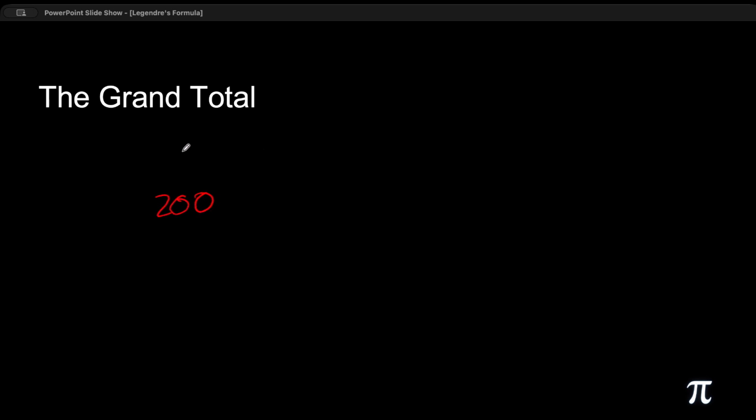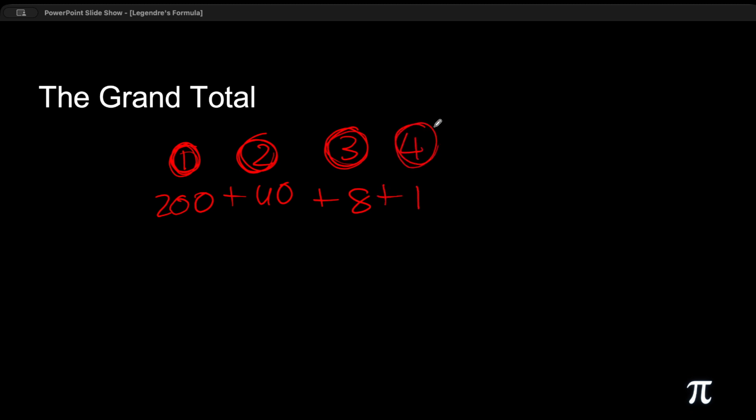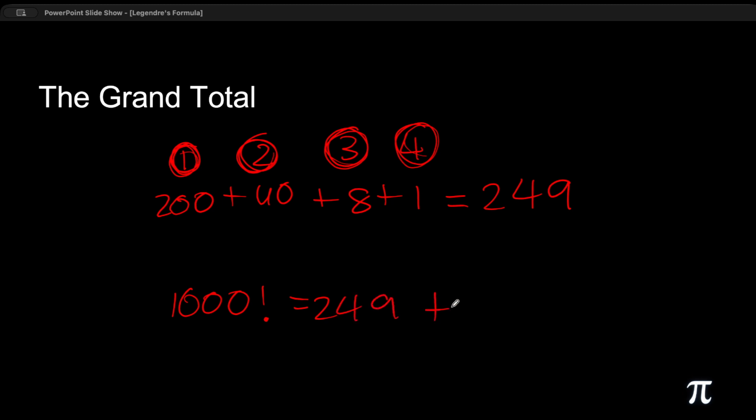200 is where we had the multiples with 1 factor of 5, plus 40, which were multiples with 2 factors of 5, plus 8, multiples with 3 factors of 5, and 1, multiples with 4 factors of 5. And that gets us to a total of 249. So this gives us the total number of 5s that come with the factorization of 1000 factorial. So we can determine that 1000 factorial has 249 trailing zeros.